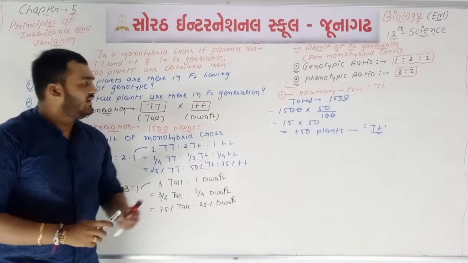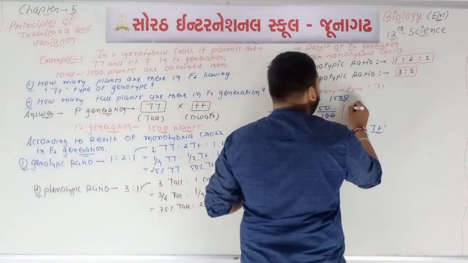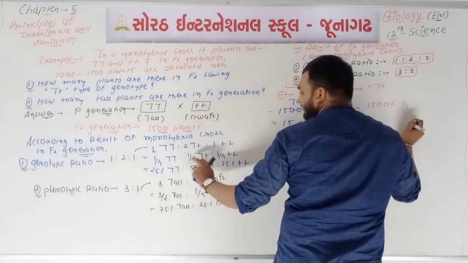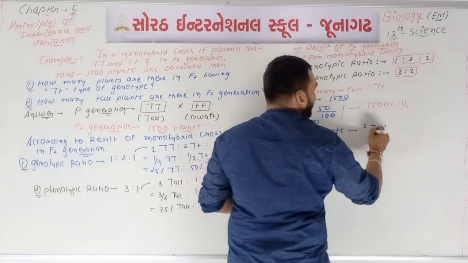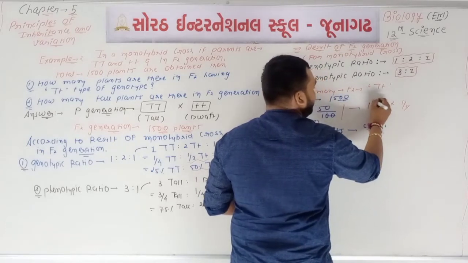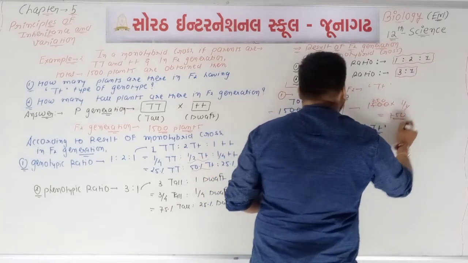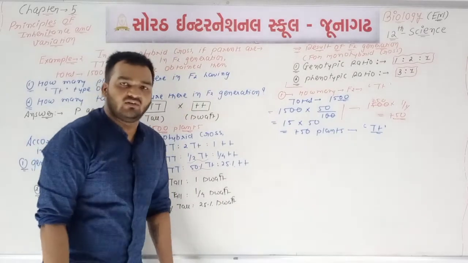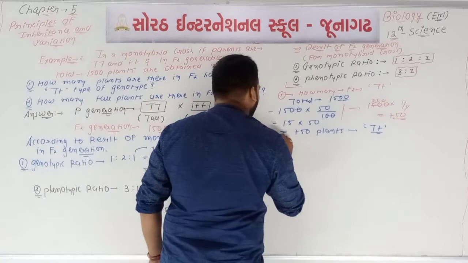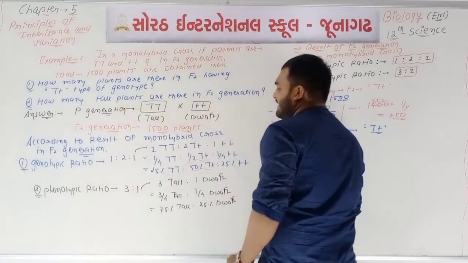Okay, so that is the answer of the first question, or you can write it like this: 1500 multiplied by 1 upon 2, because here 1 upon 2 is also there. 1 upon 2 of 1500 is equal to 750. So the answer will always be the same, 750. But many different methods are there. The second question is: how many tall plants are there in F2 generation?